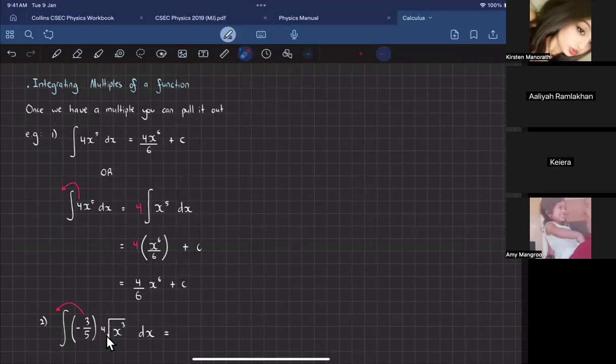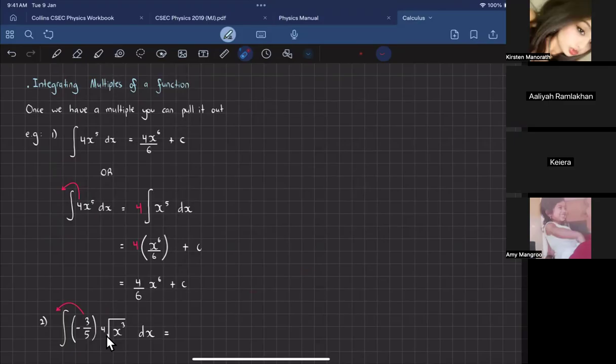Yeah. So this is what's going on. We have x to the power 3 raised to the power a quarter. So what are we equal to? 3/4. Yeah, right, so it shouldn't give you trouble. Continue. Should be fine.